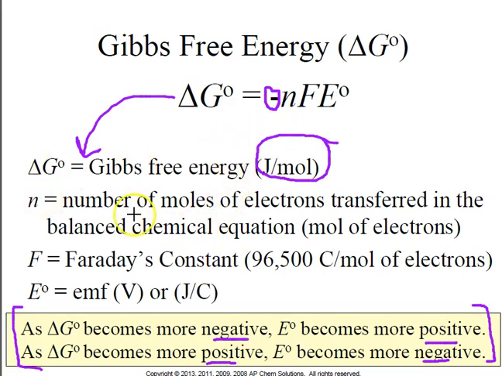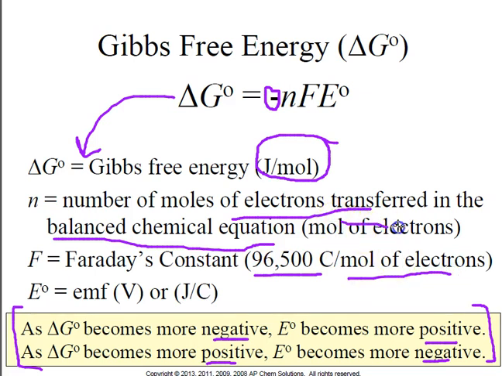The n here is the number of moles of electrons that are transferred. And this comes from the balanced chemical equation. So when we make our chemical equation, we'll see how many electrons are transferred from the reactants to the products. And that is the number for n. So it'll be a small whole number like 1, 2, 3, 4, 5, 6, something like that. We have Faraday's constant for F, 96,500 coulombs per mole of electrons. So those moles of electrons can cancel in our equation.